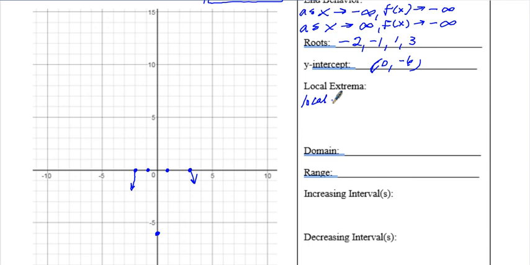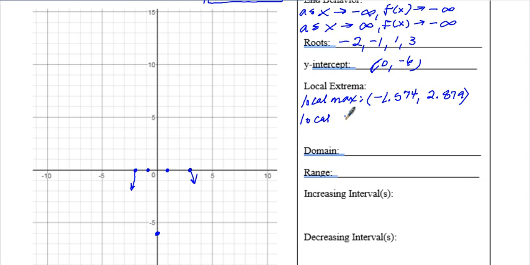So if you paused the video there, you can go ahead and check with me here on what you found for local maxes and mins. That first max we found together was negative 1.574, comma 2.879. Make sure you give both the x and y coordinate of the max and min.